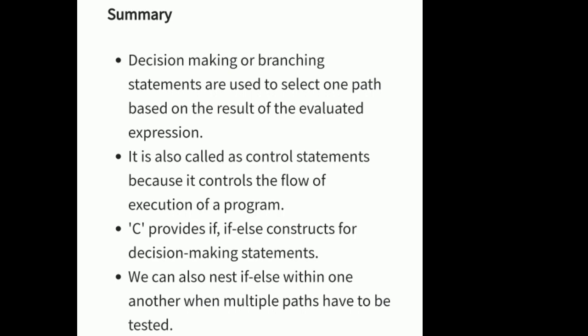Decision making or branching statements are used to select one path based on the result of the evaluated expression. It is also called a control statement because it controls the flow of execution of a program. C provides if else constructs for decision making statements. We can also nest if else within one another when multiple paths have to be tested. The else if ladder is used when you have to check various ways based upon the result of the expressions.